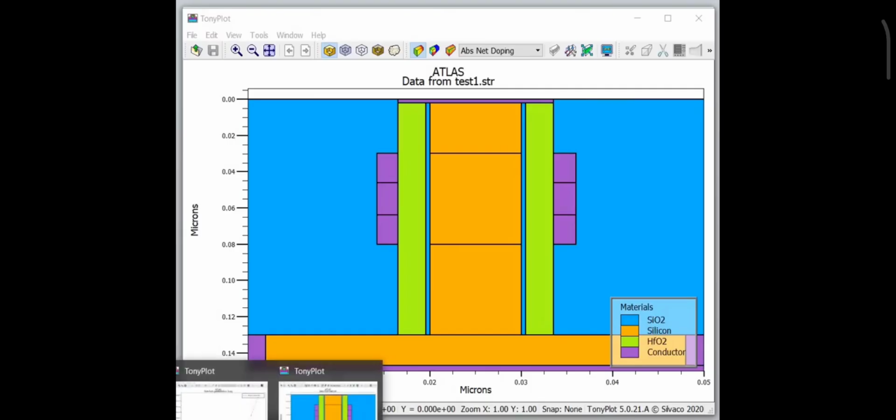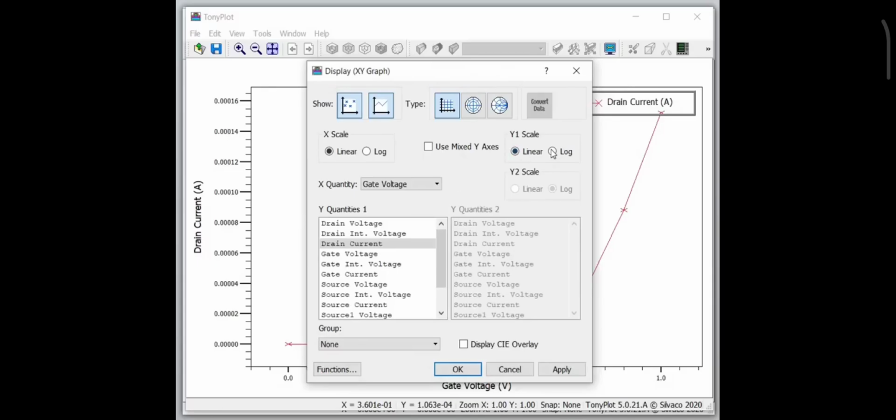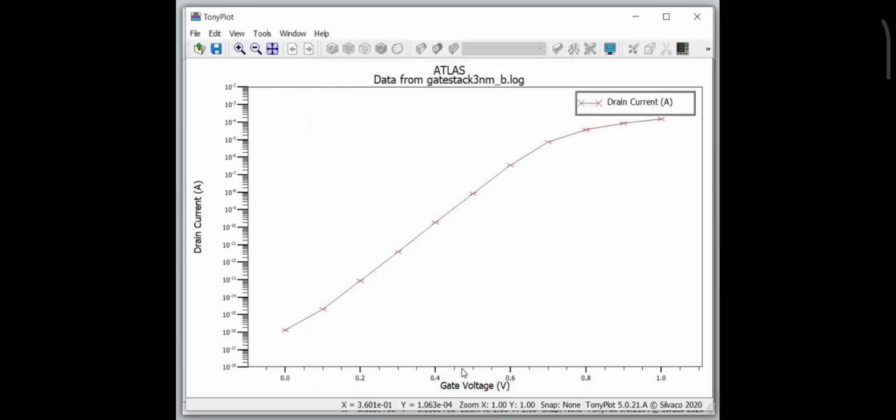I will show you the log file. This is the log file. If you want to check the current in the log value, click on the log. The off current is approximately 10 raised to power minus 16 and the on current is very high, approximately 10 raised to power minus 4. But the subthreshold slope is high. If we change the work function, then the subthreshold slope of the graph will change. Let's move to the slides.